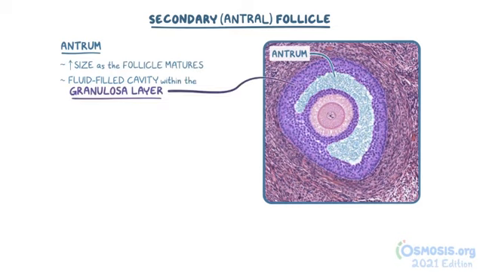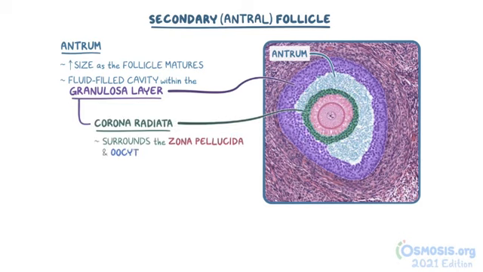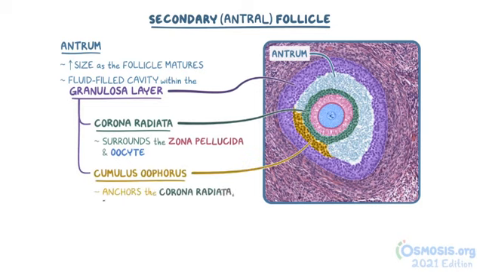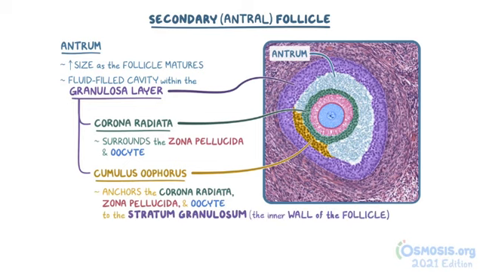The granulosa cells will continue to proliferate and form a few structures like the corona radiata, which surrounds the zona pellucida and oocyte. The cumulus oophorus is also formed by granulosa cells, and it anchors the corona radiata, zona pellucida, and oocyte to the stratum granulosum. The stratum granulosum is the inner wall of the follicle that consists of the remaining granulosa cells.